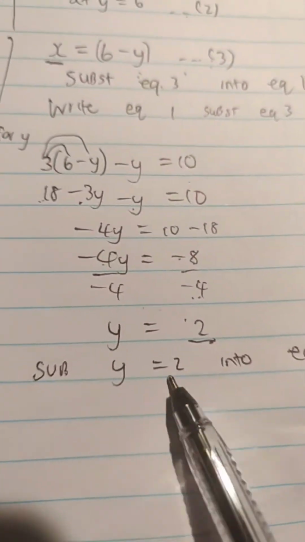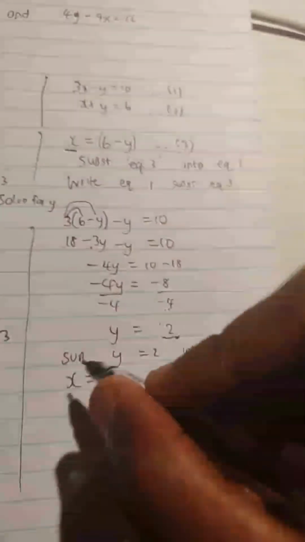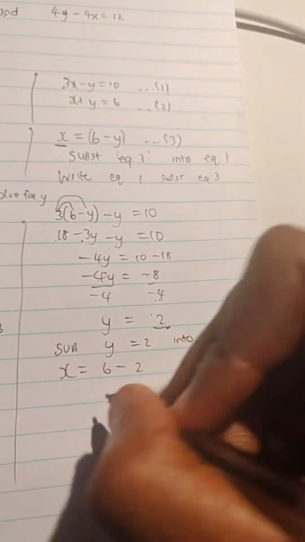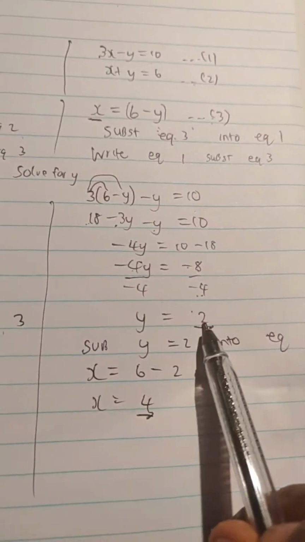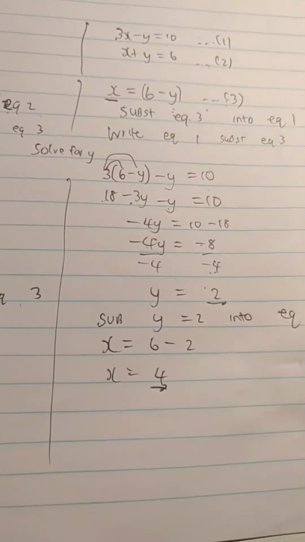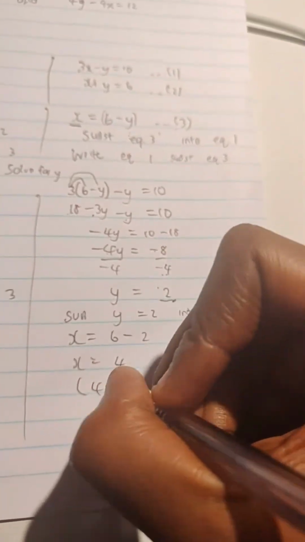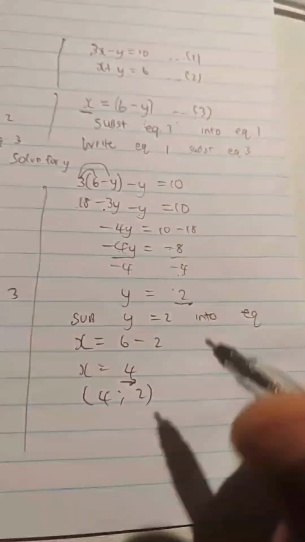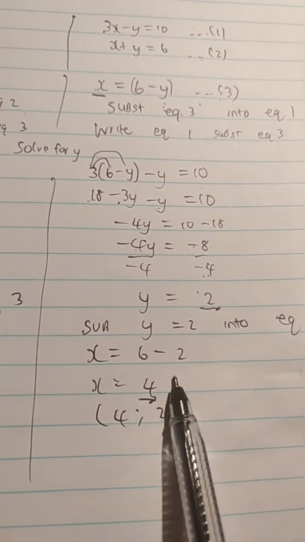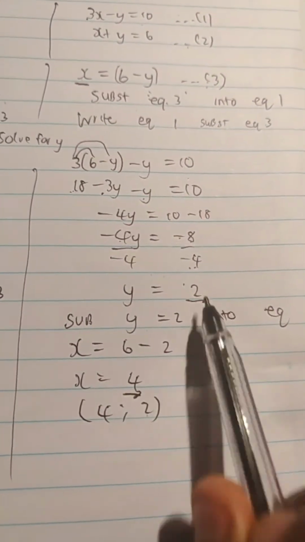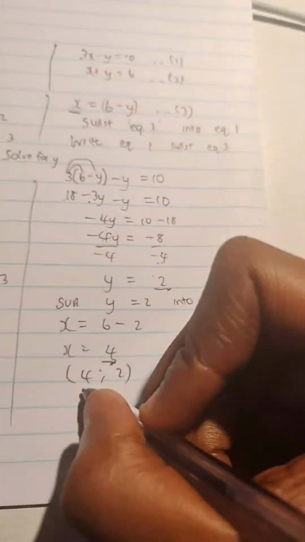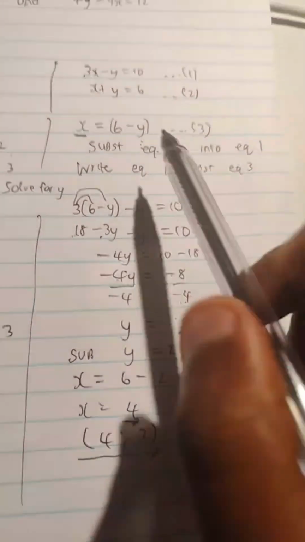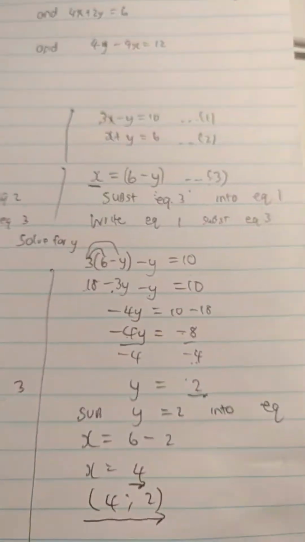So that it can get the actual x value. So we take x is equal to, we take the y value, we substitute, 6 minus 2. X is equal to 4. So our y value is 2 whilst our x value is 4. Then we conclude, we write our answer in coordinate form. The x value is 4 whilst the y value is 2. This is an indication of our point of intersection of the two equations.